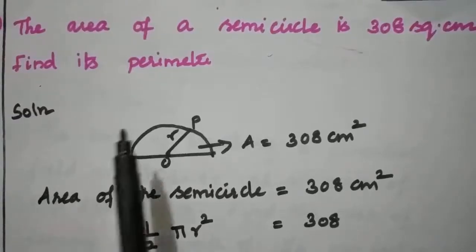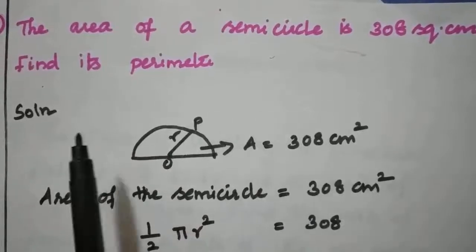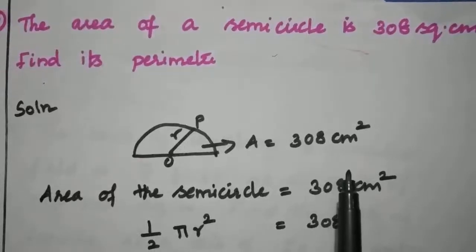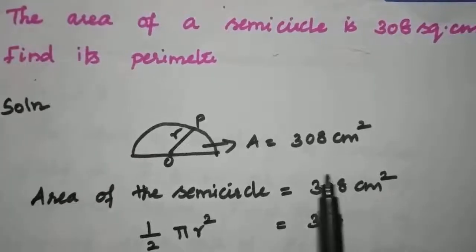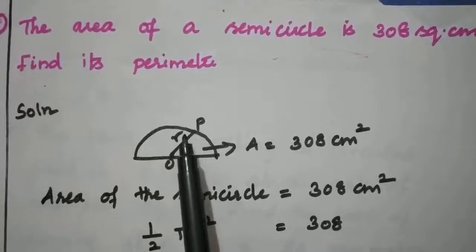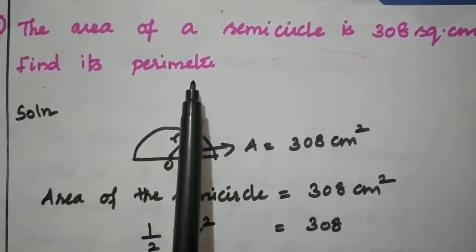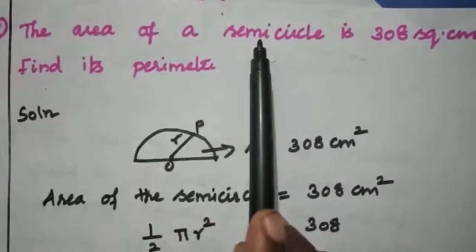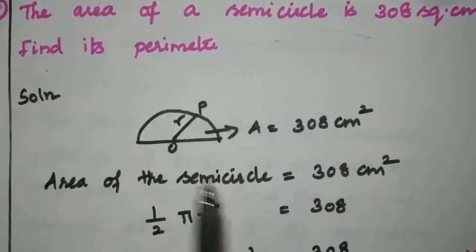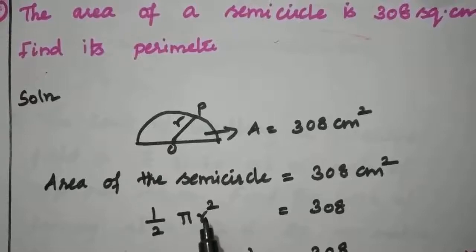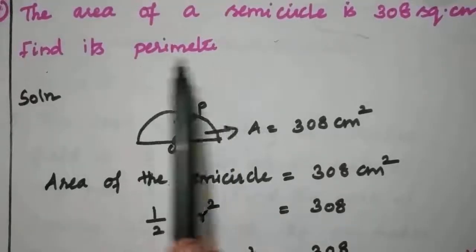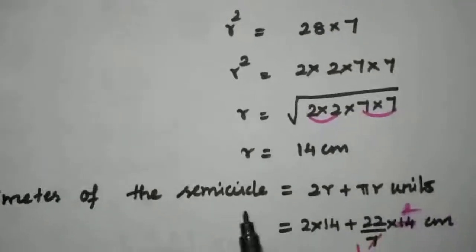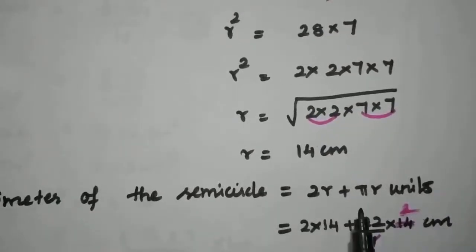The area of the semicircle is given in the question and they ask you to find the perimeter. So through this area we can find the value of r. Now we can substitute the value of r here and find the perimeter. What's the formula to find the area of the semicircle? Yes, that is 1 by 2 pi r square units. What's the formula to find the perimeter of the semicircle? Yes, that is 2r plus pi r units.